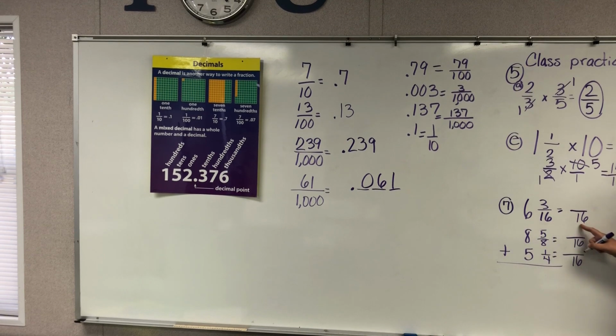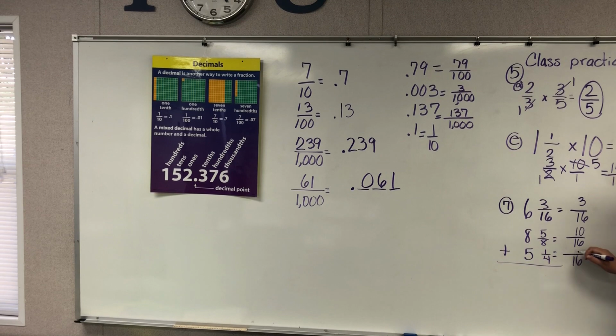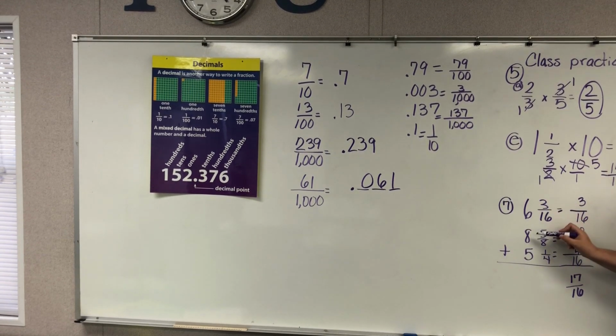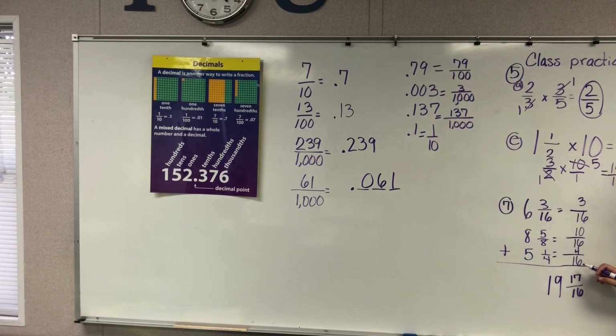Okay, 16 times 1 is 16, so 1 times 3 is 3. 8 times 2 is 16, so 5 times 2 is 10. And 4 times 4 is 16, 1 times 4 is 4. Now we can add them. 3 plus 10 is 13, plus 4 is 17. And our denominator stays the same. We add the whole numbers, 6, 14, 19. We have 19 and 17/16ths.